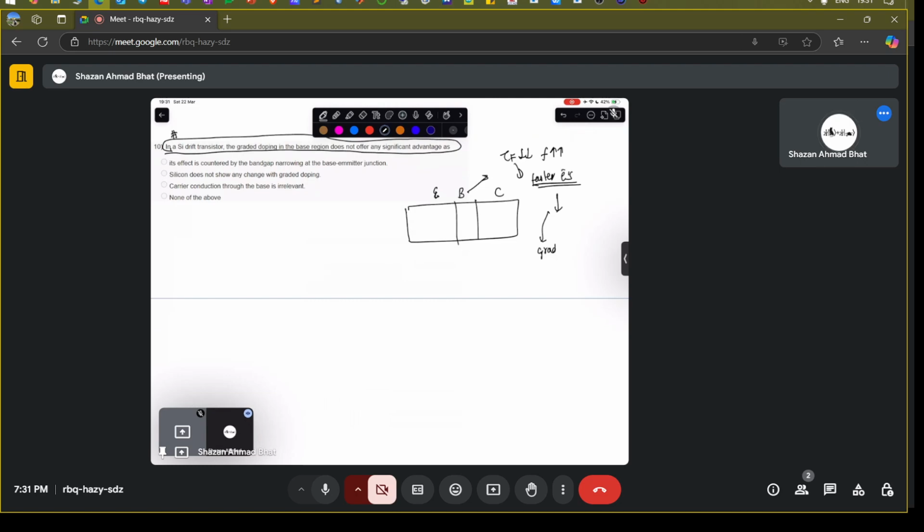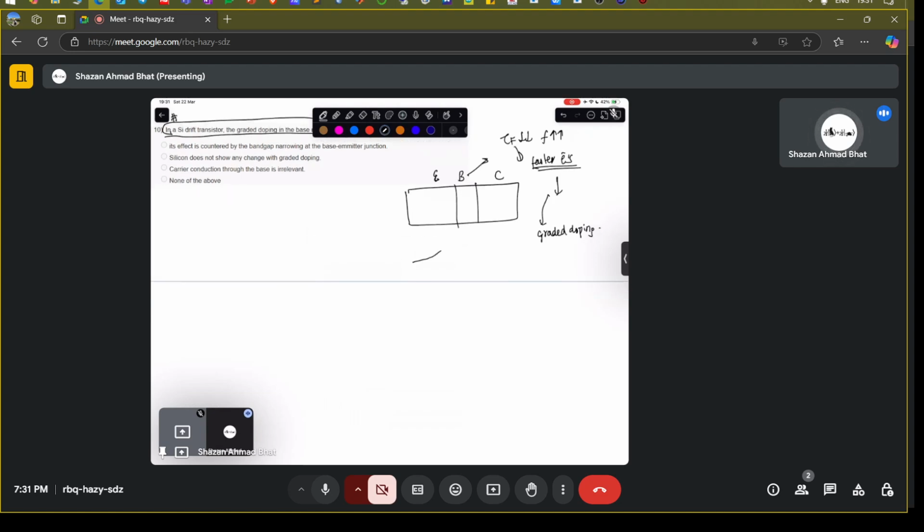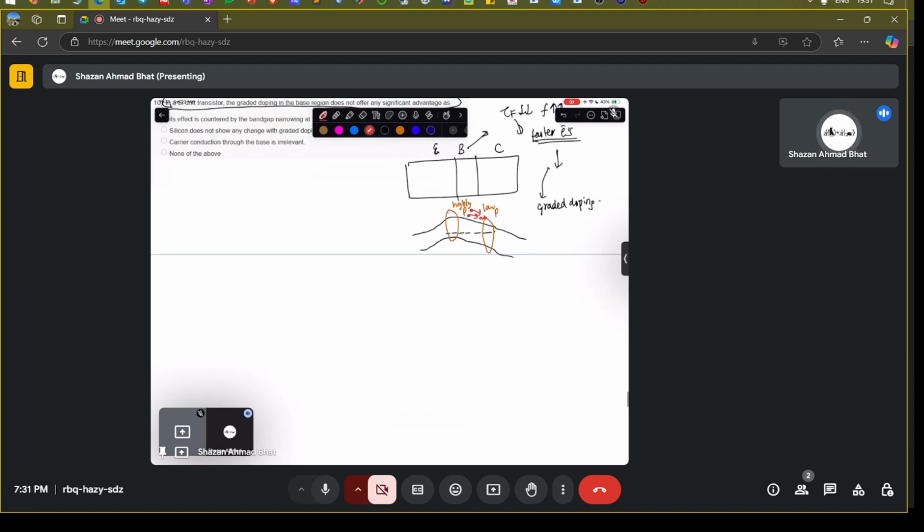You do the graded doping of the base region. As a result, the conduction band profile looks something like this in the base. If this is the Fermi level, this is a graded doping, meaning highly p-type on this side and slightly lower p-type on this side. Because of this slope, the electrons go down the slope and move very fast, so they reduce the transit time. So there is a high electric field in the base. But because of it, there is a detrimental effect also.